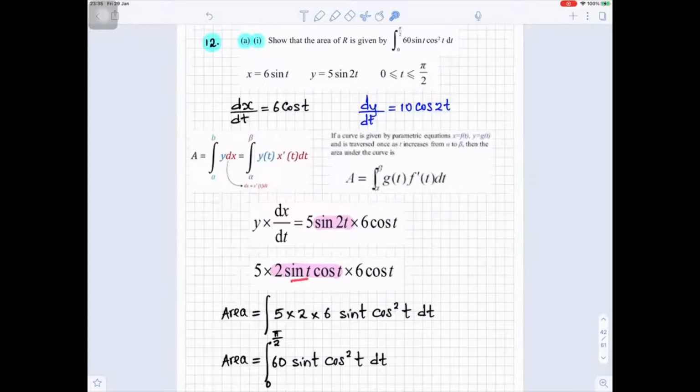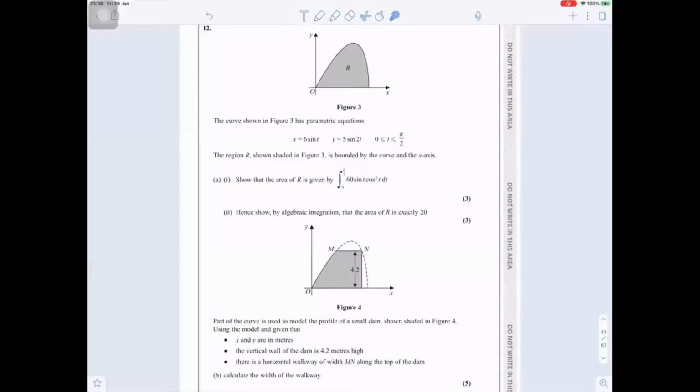And sine t times cos t times cos t. Cos t times cos t will give you cos squared t. So that's how we got 60 sine t cos squared t, and we're integrating from 0 to pi over 2. The 12a part 2 says, hence show by algebraic integration that the area of R is exactly 20.